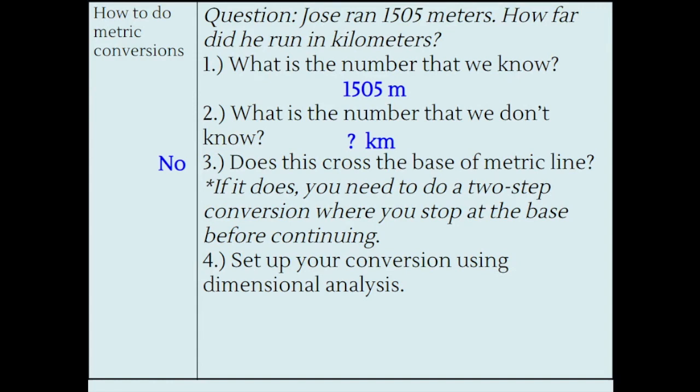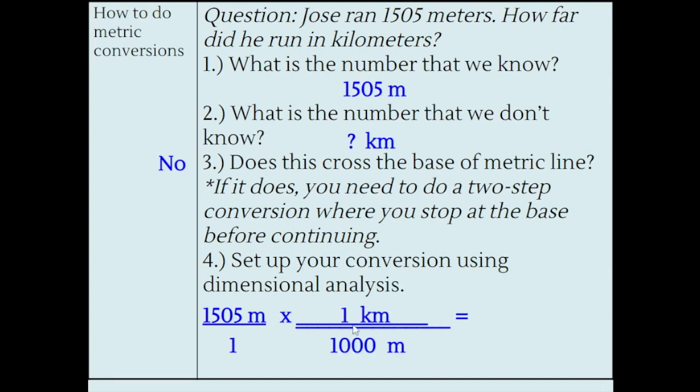Next, we're going to set up our conversion using dimensional analysis. And that's just a fancy way of saying converting units. So if we look, we start with the value that we know, which is 1,505 meters. We put that on top. Then we're going to multiply that by some ratio or fraction of units that will give us kilometers.